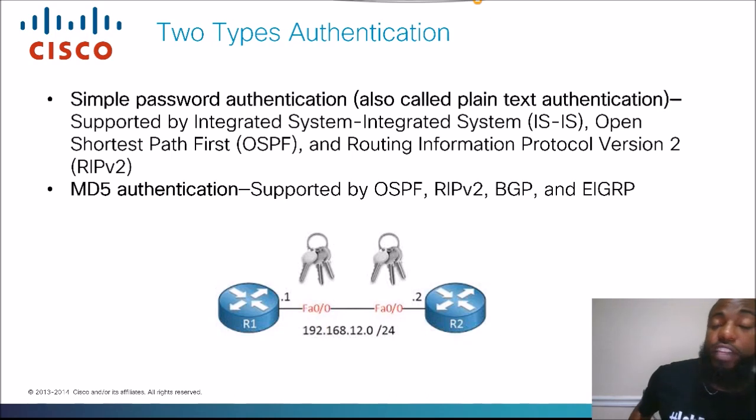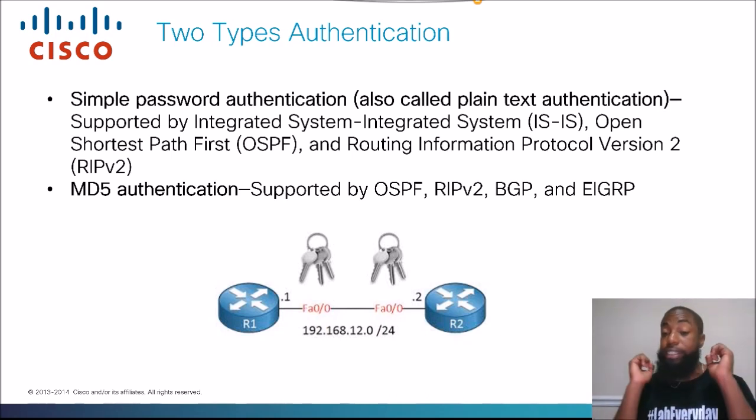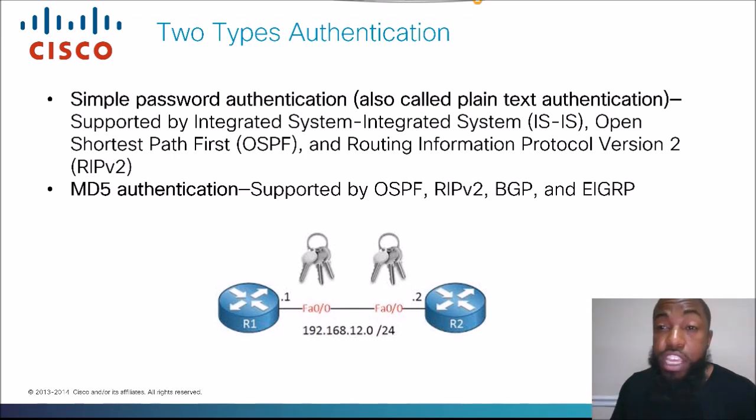So there's 2 types of authentication. There's simple password authentication, also called plain text. So basically, you send in a username and password in clear text, and it's not encrypted, it's not hashed or anything like that. It's not very secure because obviously if somebody has Wireshark, they could just read the username and password.